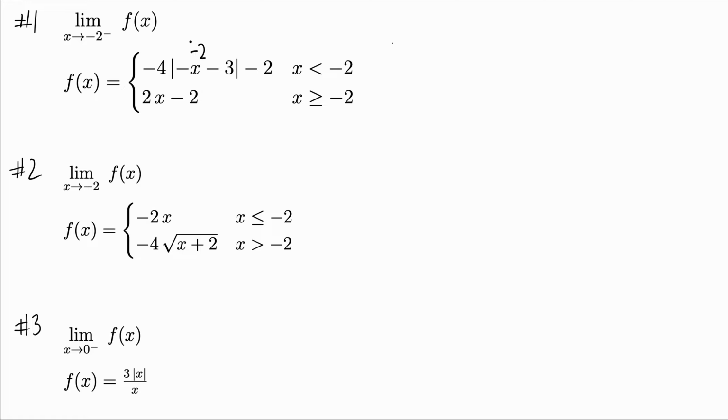So -2 is plugged in here, minus 3, or this becomes +2 minus 3, so that'd be a -1. Absolute value of -1 is +1. So then we have -4 minus 2, so we'd end up getting -6. Okay, so that's the solution for number one, taking a limit on the left side.